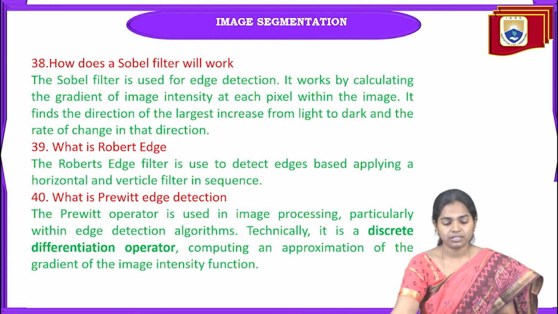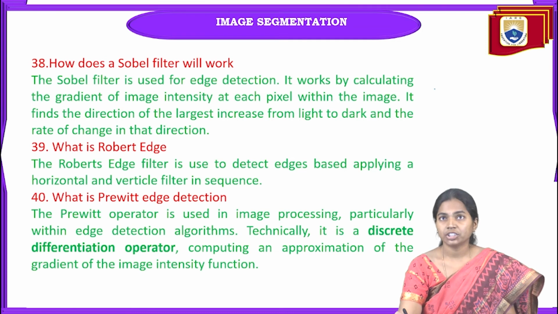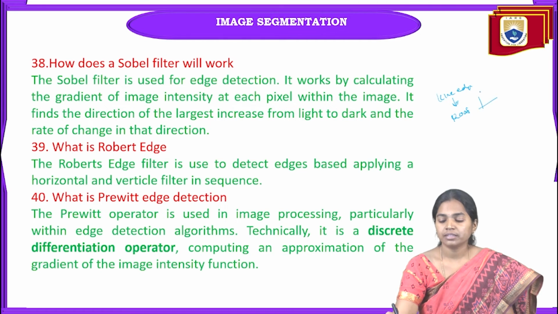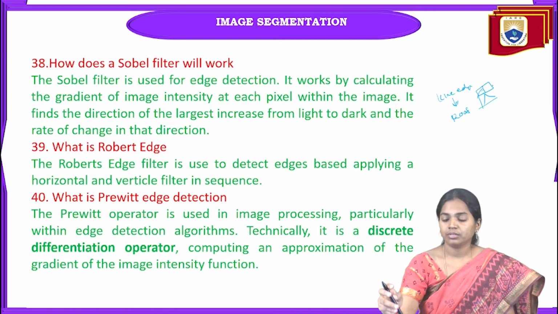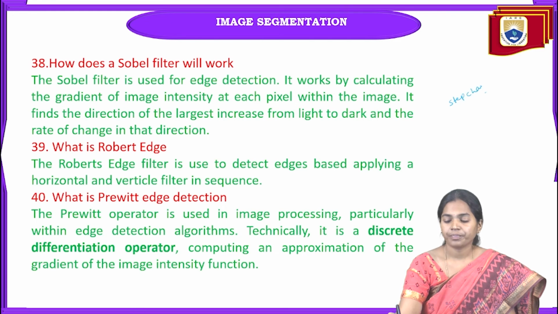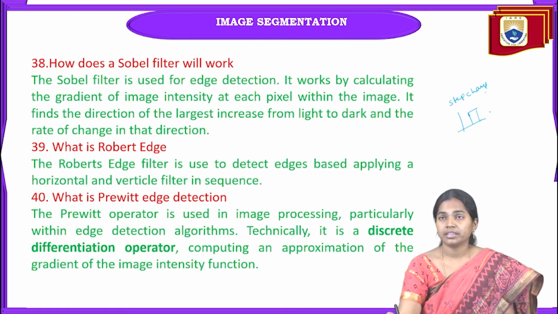How does a Sobel filter work? The Sobel filter is basically used for edge detection. In this edge detection we can go for line edges, and there are different types. The first one is the roof edge, where the gray level gradually increases up to some extent and then returns to the previous gray level value. Then the step change, where the gray level value stays the same up to some extent, then changes to another gray level value, and again returns to the previous one.